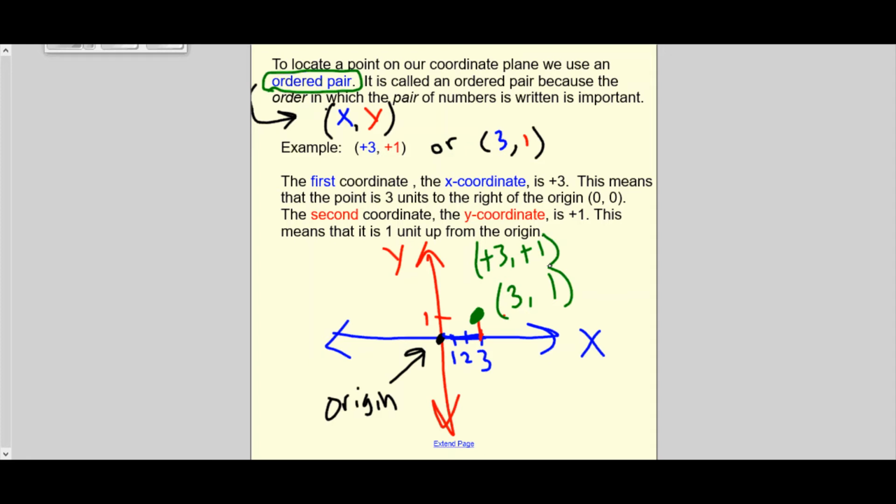You start at the origin, and then you start with your x-axis, your x value first. I started with the +3 because that was the first number in my ordered pair, and then I went up to my y value, which was 1.